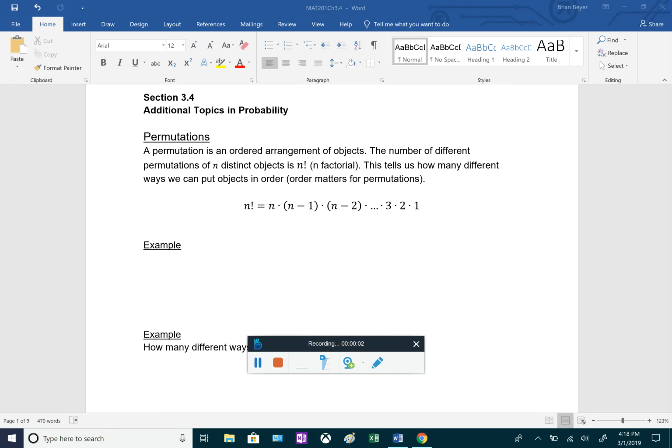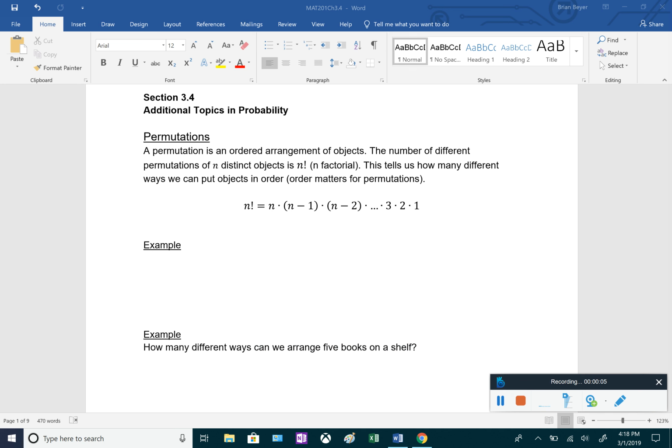Chapter 3.4 is going to be just additional topics in probability. There's going to be a couple main things we're going to be doing. We're going to be doing permutations and combinations and their formulas. For permutations, we'll start with these. There's going to be 3 different types of permutations, and essentially one type of combination that we'll do last.